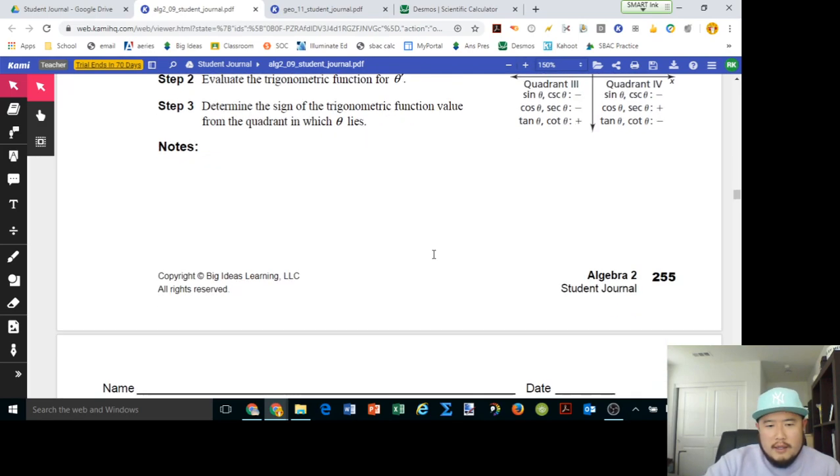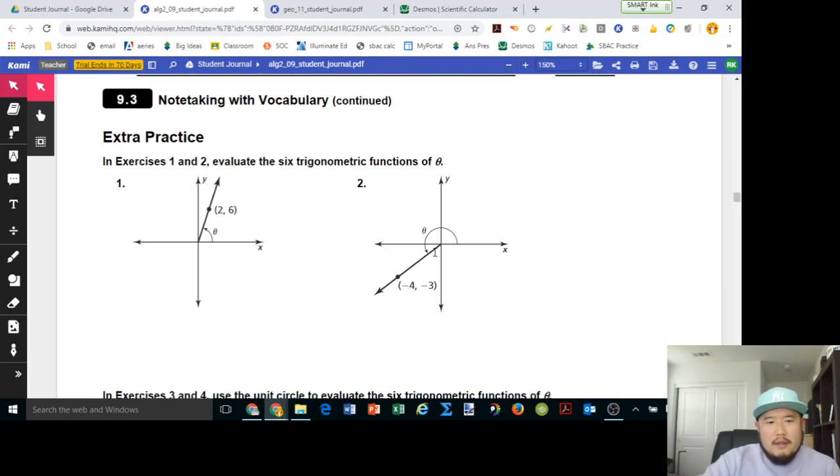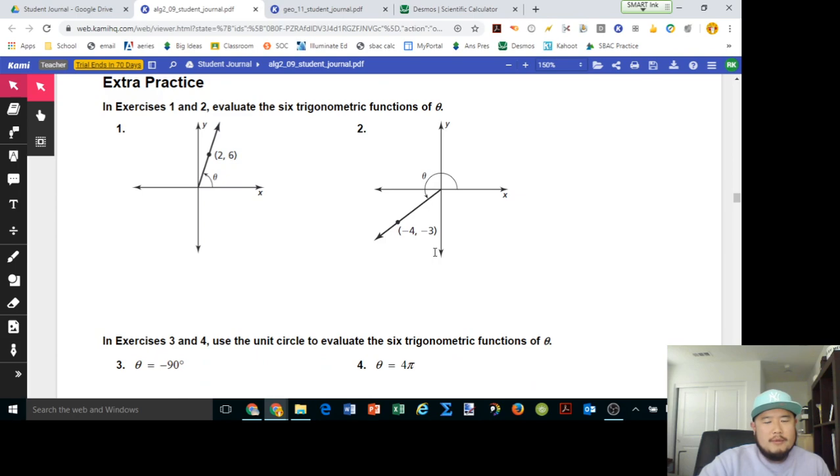Let's go ahead and move down right here and take a look at problem number 1. It says evaluate the 6 trig functions of theta. So remember what we are trying to figure out now is right here: sine, cosine theta, tangent theta.